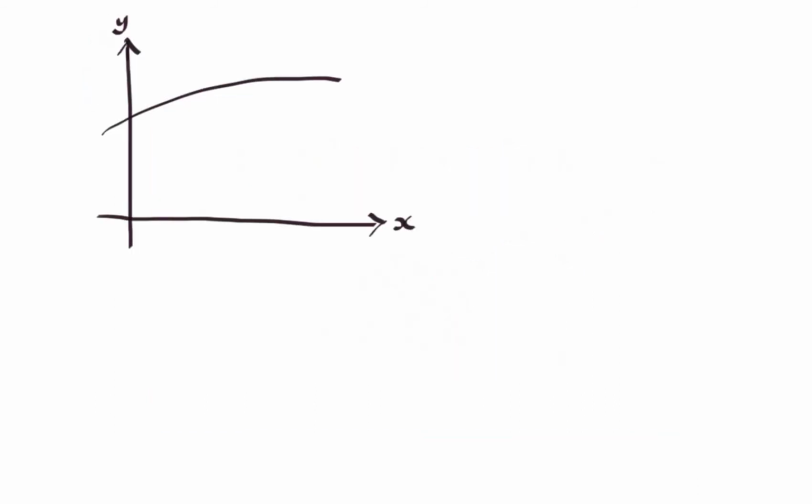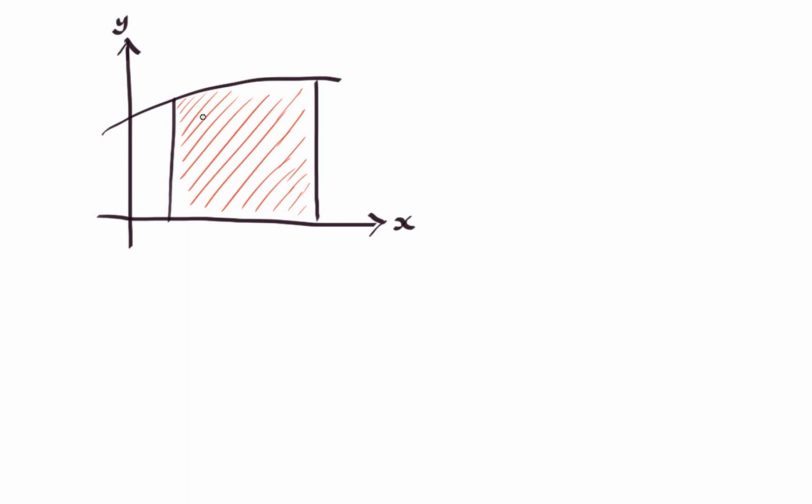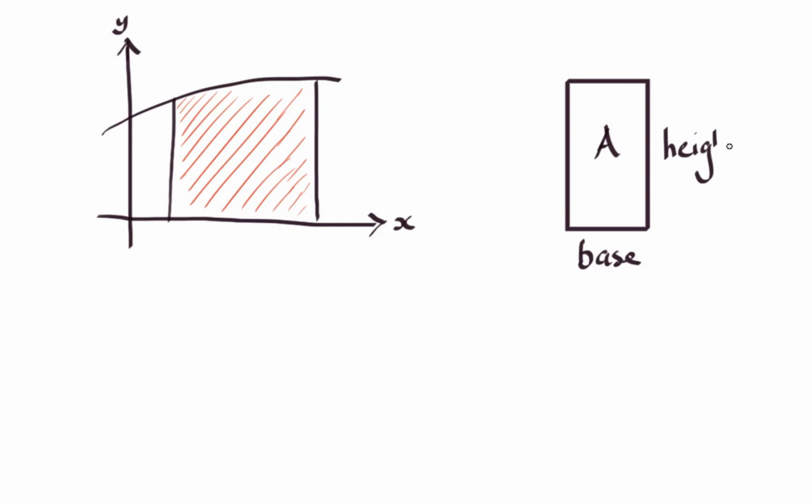So let's say we have the following curve and we want to find out this area. If we're not quite ready to find the exact area here, what shape might be best to approximate this area? Well, the humble rectangle is a pretty good place to start. All we need to know to figure out the area of a rectangle is its base and its height, and we can multiply these two together.